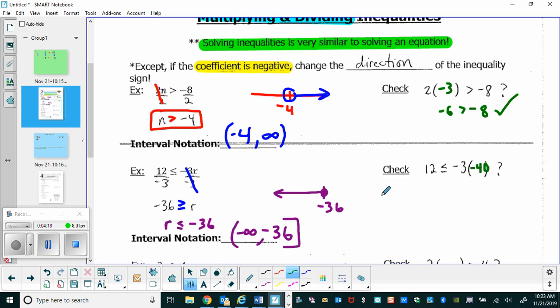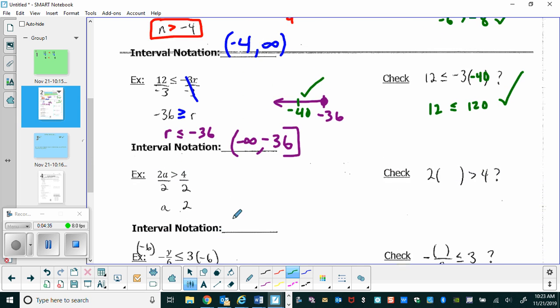That'd be this way on the number line. So here we'd get a positive 120. And 120 is definitely bigger than the 12. So we know we're shading in the right direction by going less than, because -40 is a solution that worked, okay? All right, so for this next third example here, because we have just a regular 2, I'm not going to be flipping the symbol.